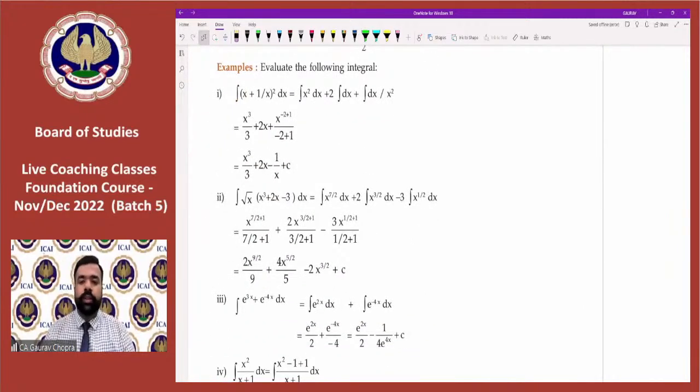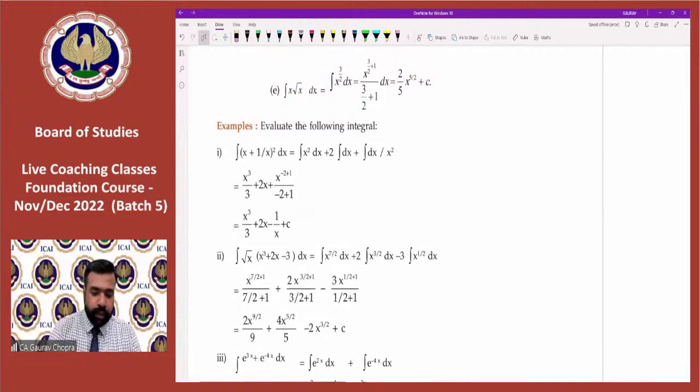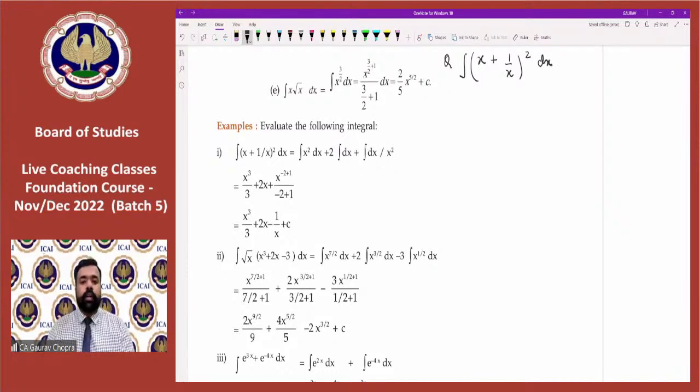Now let us come towards the next part, having a bit more steps question. Now this time the question says integrate x plus 1 upon x whole square dx. Since it is whole square, we can easily open the whole square. So (a plus b) square is how much? a square plus 2ab plus b square. So we can open this.